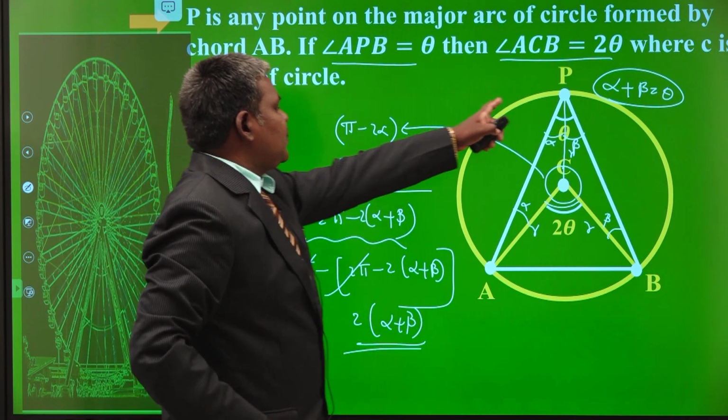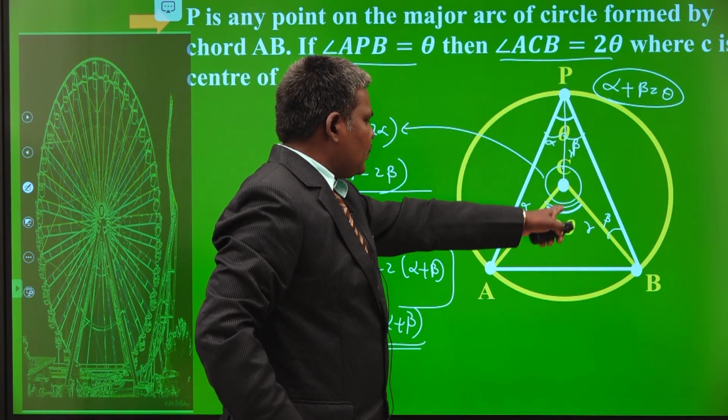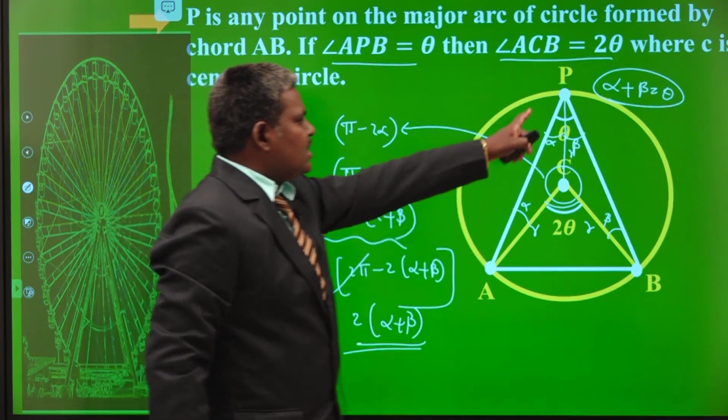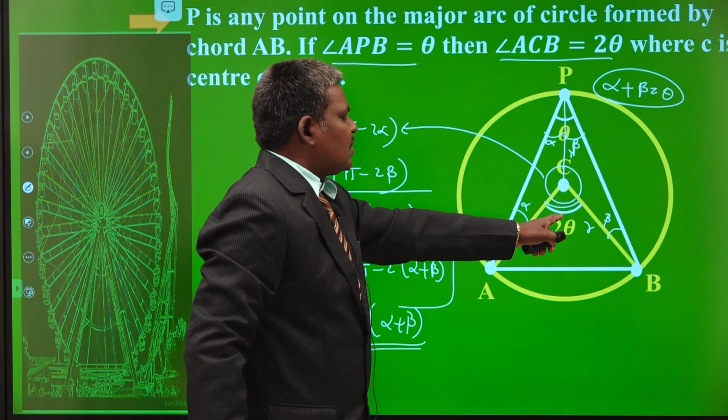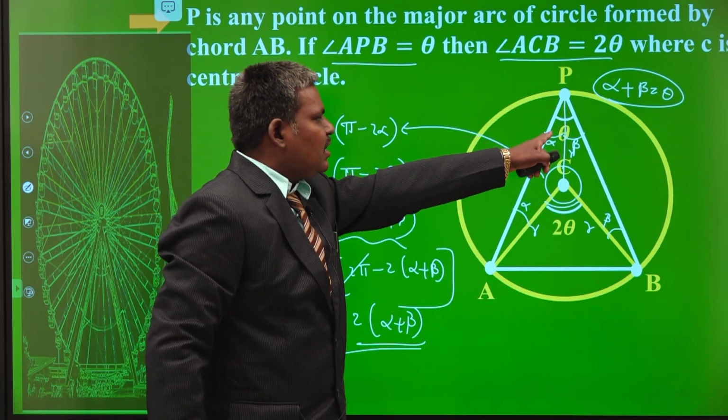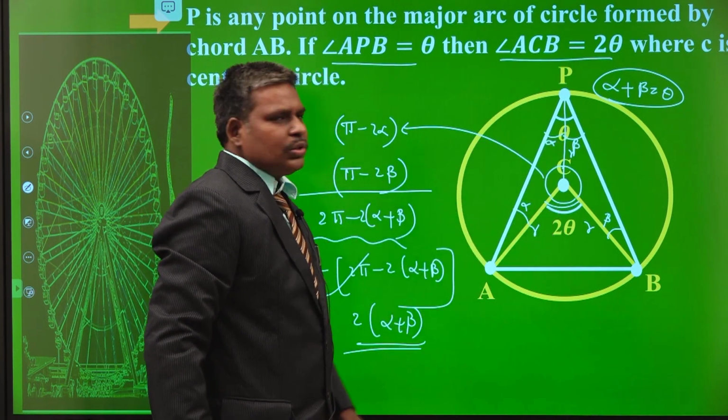So your angle starts with alpha plus beta here, and your end angle is 2 times alpha plus beta. If the angle is alpha plus beta here, this becomes 2 times alpha plus beta. What is your alpha plus beta? Theta. If it is theta, the angle is 2 theta here.